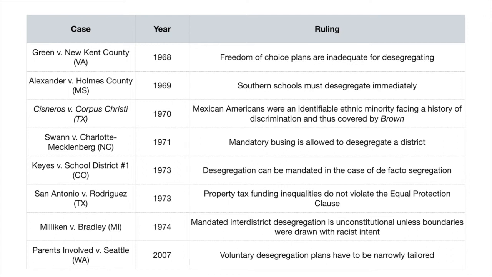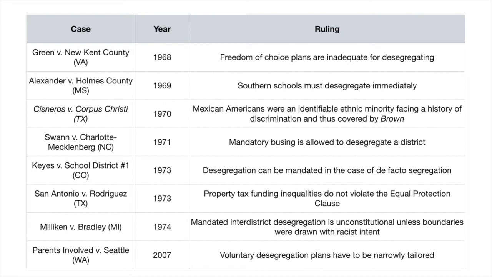In 1971, we begin to see more cases about the how of desegregation. So Swann versus Charlotte-Mecklenburg in 1971: Black parents sued the Charlotte-Mecklenburg School District for not following through on desegregation. And the Supreme Court ruled that mandatory busing would be allowed and would be ordered in order to desegregate a district. That busing would be the means of doing that.